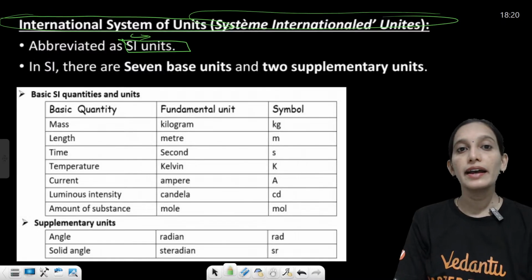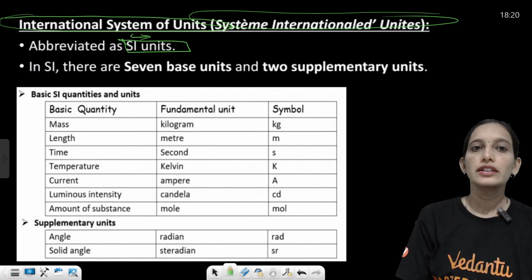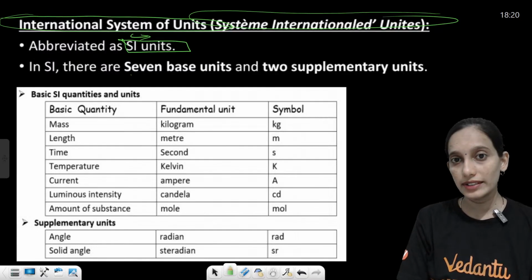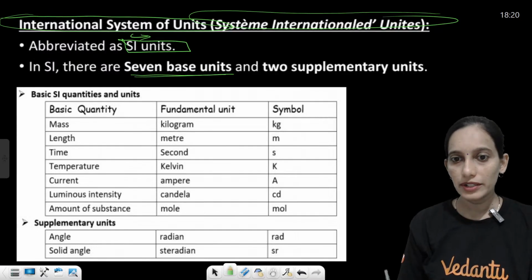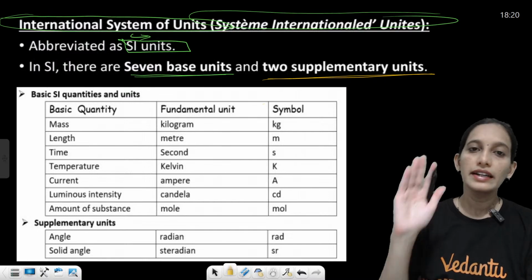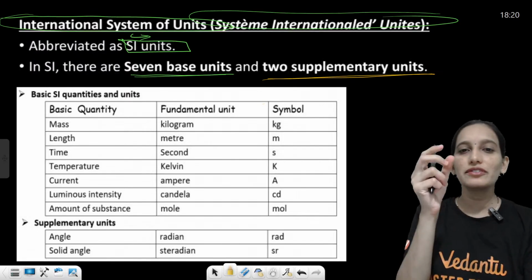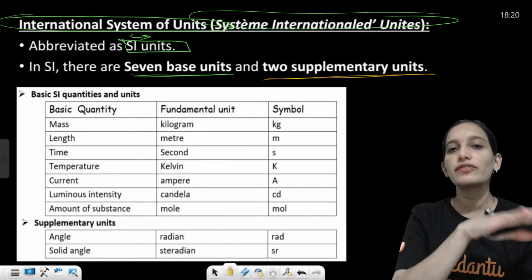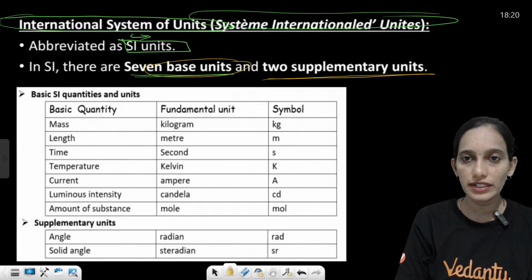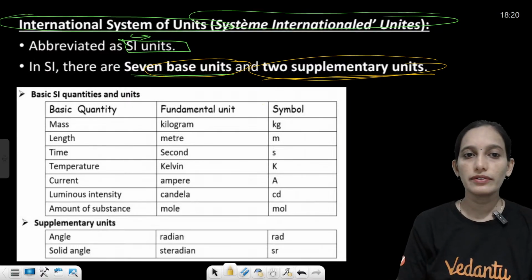SI stands for International System of Units. In SI, as I already told you, there are 7 base quantities and we have 2 supplementary units. So in the SI system we have 7 fundamental quantities or base units. Quantity means the physical quantity, and units are the units for those physical quantities. 7 base units and 2 supplementary units. So which are those 7?